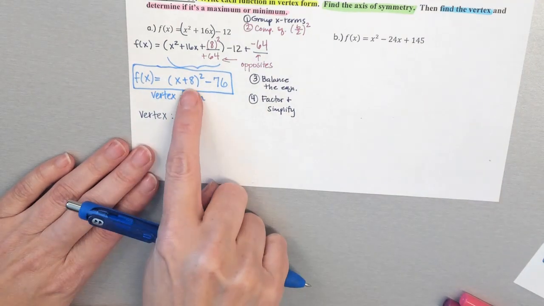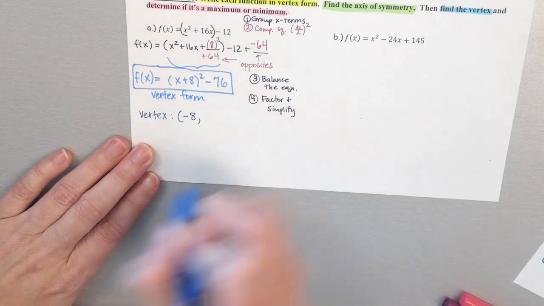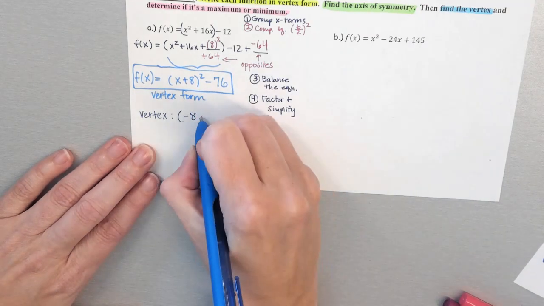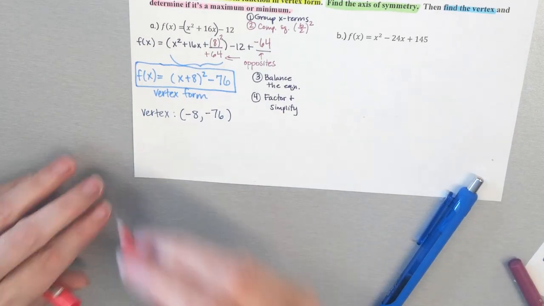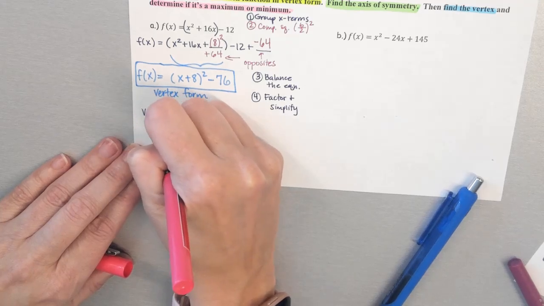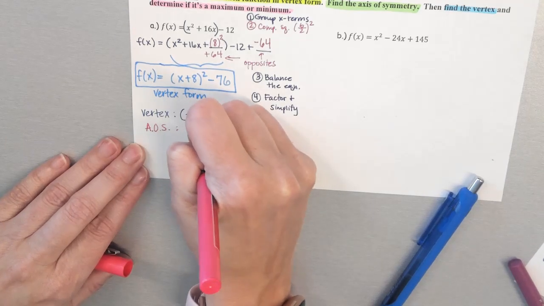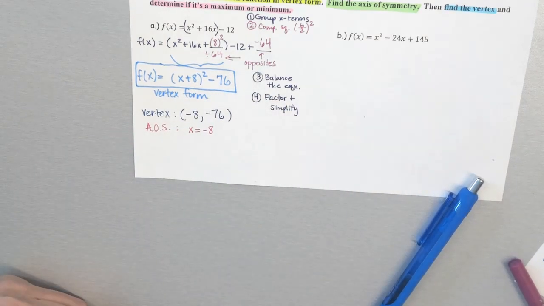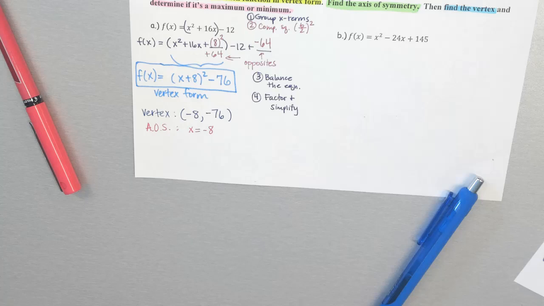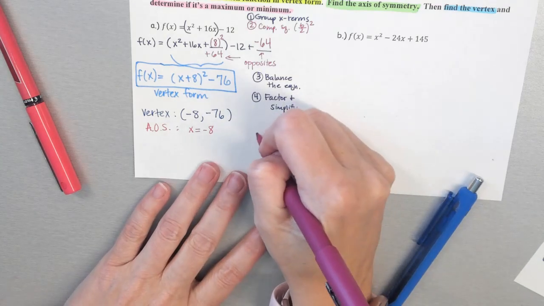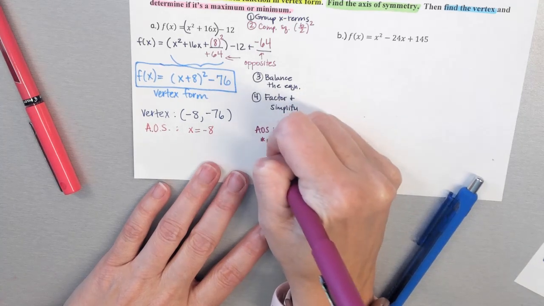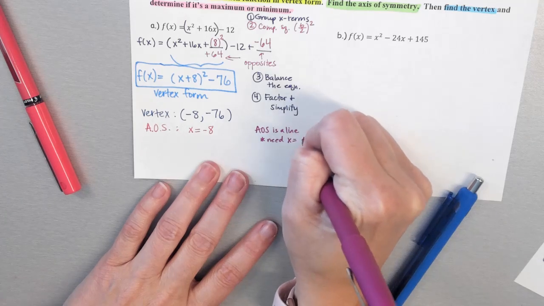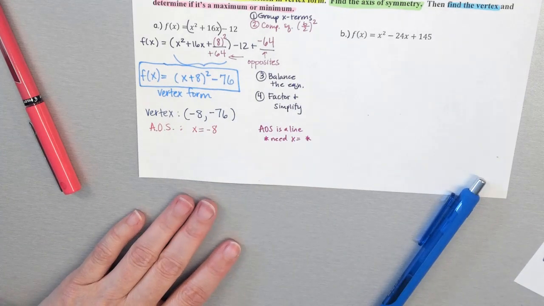Your vertex is just the opposite for your h, and then your k would be negative 76. Your axis of symmetry, which you can just abbreviate AOS, is going to be x equals -8. And remember, your axis of symmetry is a line, so that's why you need your x equals. Anytime you have an equation of a line, you have to have an equation.